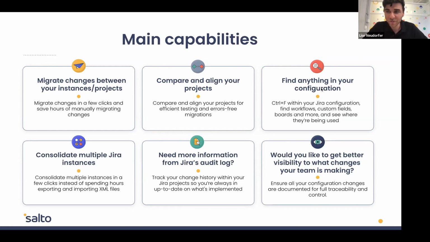Jira's audit log, I don't know if you had the chance, probably most of you had the chance to work with it. It's not great. If something breaks or you want to understand what change was made a few days ago, it doesn't have all the tiny details. It's not super accurate. So with Salto, by presenting everything as code in a version control, you get to see the truth, the reliable, accurate truth about what changed in your Jira configuration and when and who did it.